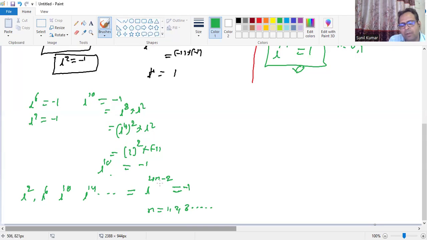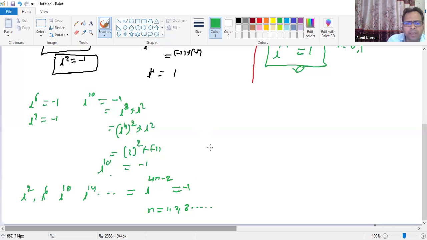So we can check. For 1, i square is minus 1. For 2, 2 into 4 minus 2 is 6, i power 6 is minus 1. Similarly, if you put in 3, 3 into 4 is 12, minus 2 is 10, i power 10 is minus 1. So this is the basic general formula we are getting for minus 1.